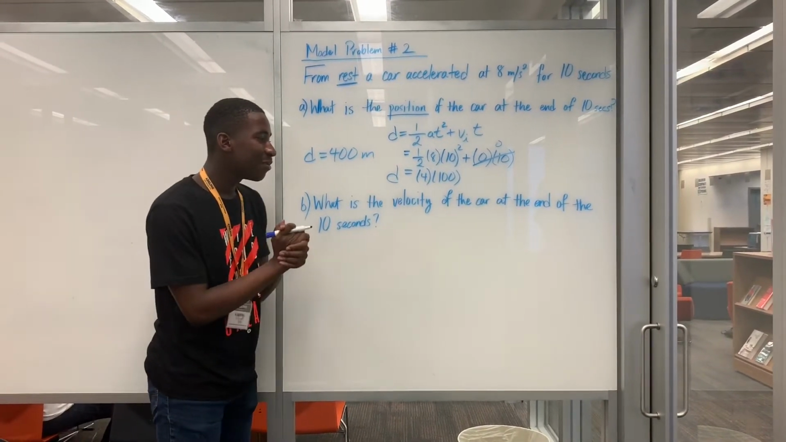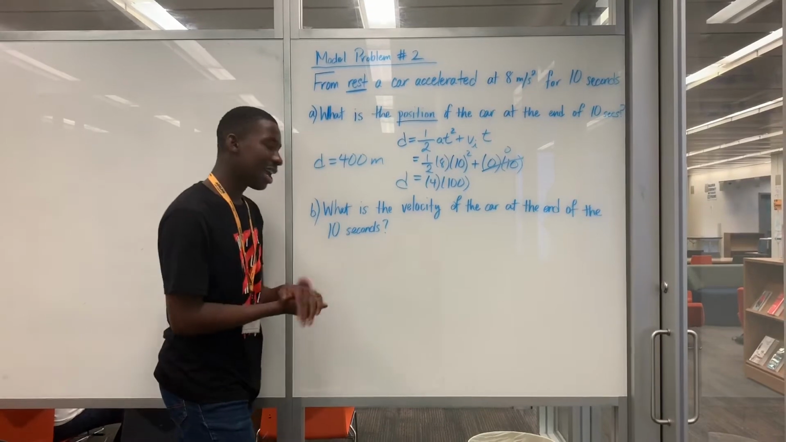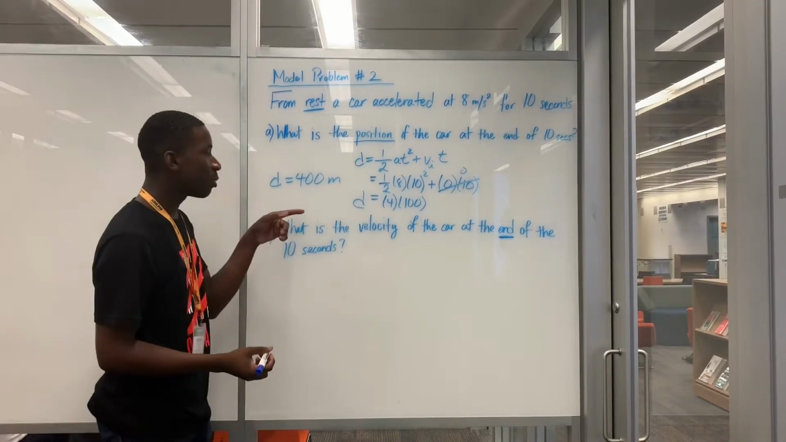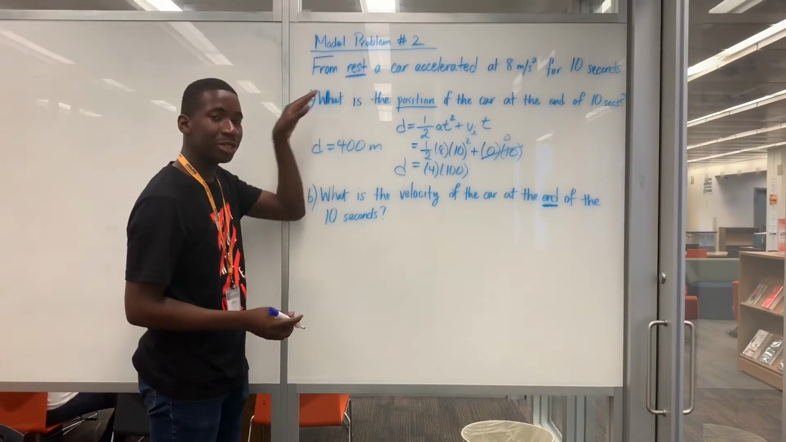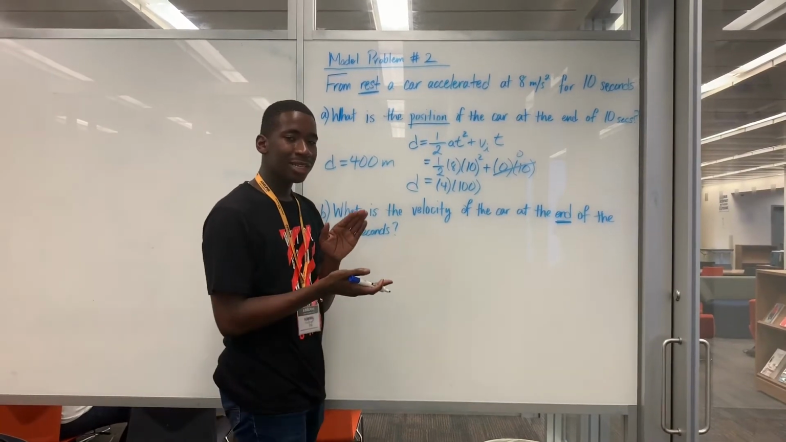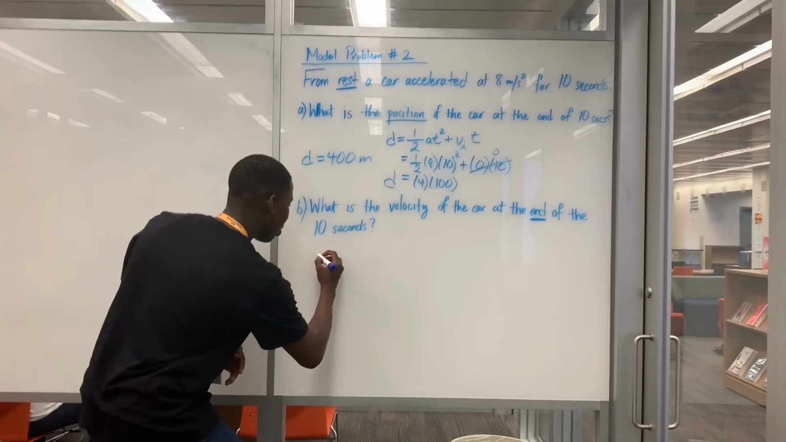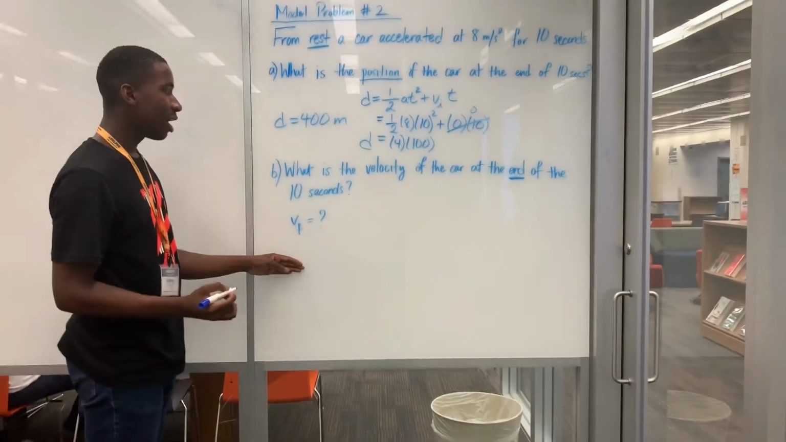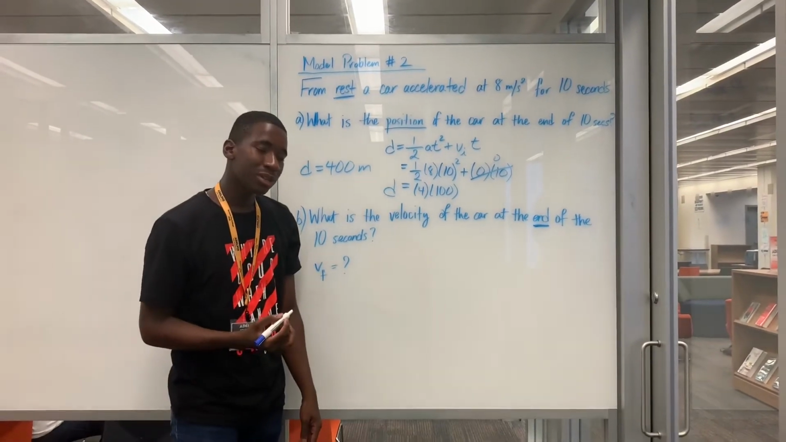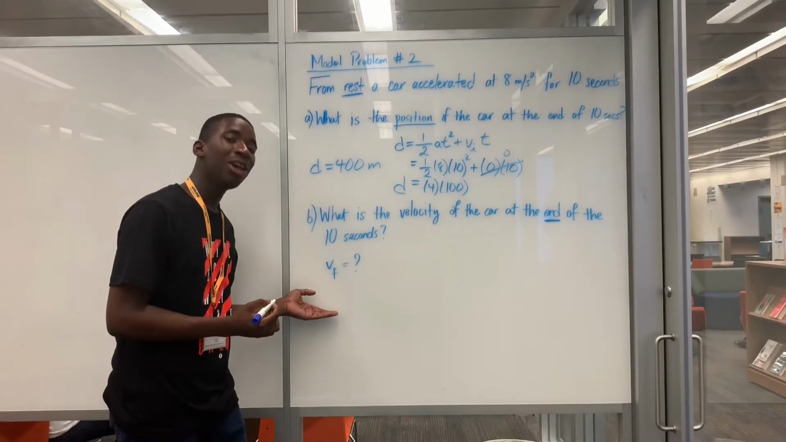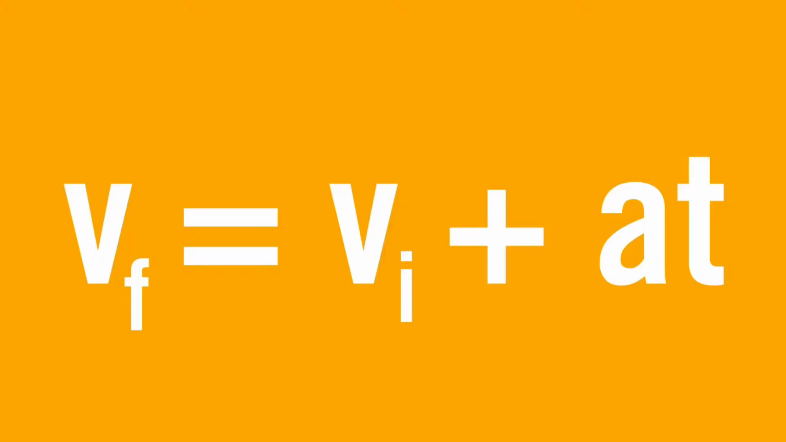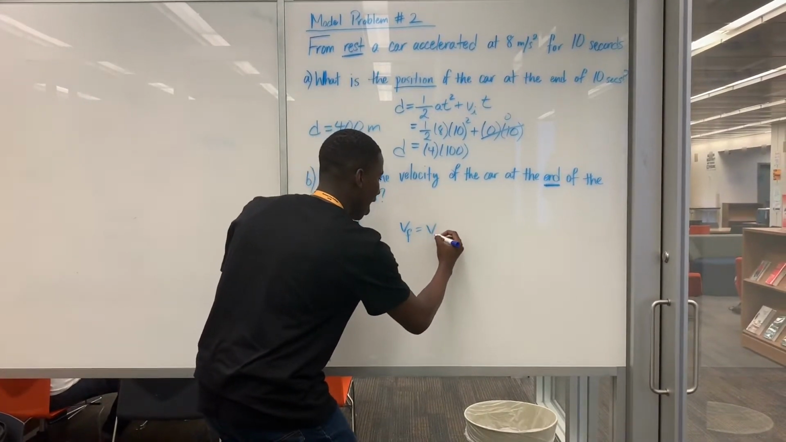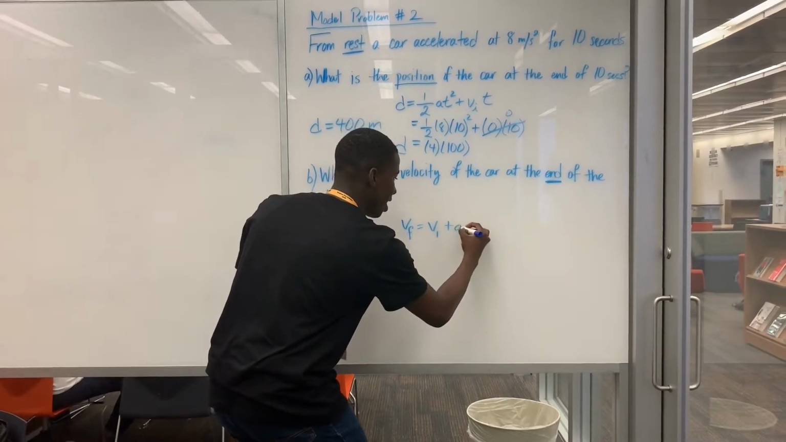What is the velocity of the car at the end of the 10 seconds? Keyword, at the end. So from the first problem, we know that it went from rest. It started at 0, but what was the velocity at the end of the 10 seconds? So we'll call that v final, since we don't know. Okay? Now, we're gonna use the formula for the final velocity, which will be on the screen. v_f is equal to v_i plus a times t.